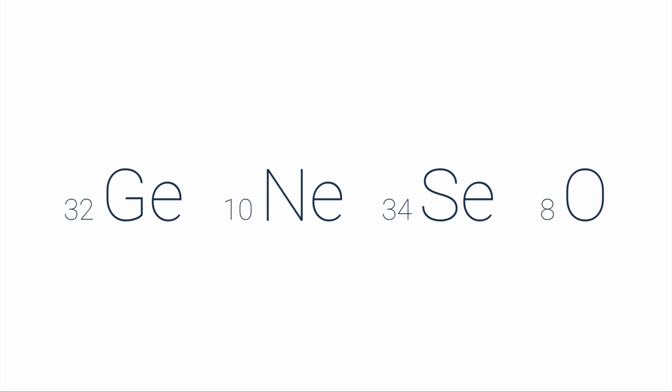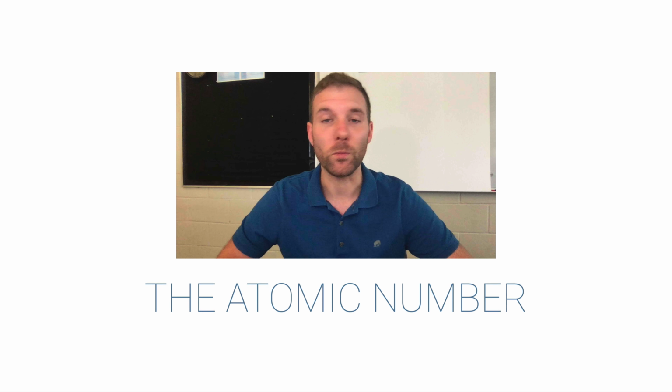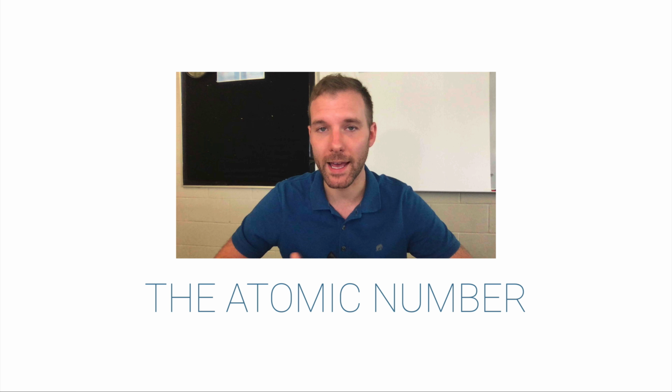Germanium is number 32, neon's 10, selenium is 34, and oxygen is 8. And so it's a little bit redundant because oxygen is always number 8 and number 8 is always oxygen. But in some contexts in chemistry, this number is helpful to be in the lower left-hand corner. So that's it. That's the atomic number. Pretty basic. It's the number of protons and it identifies what element we're talking about.